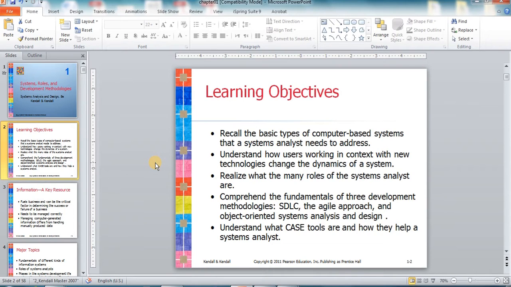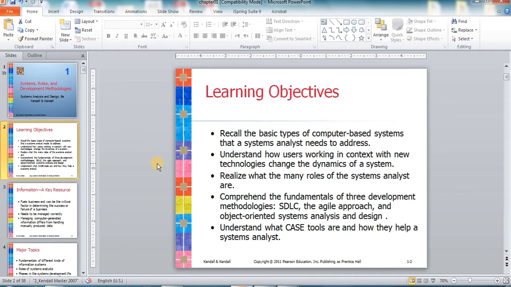So in this course, in the first part of the course, in this chapter 1, first, we are going to talk about the different types of software that exist in a company at the different managerial levels in the company and the characteristics of each type. Next, we want to understand how the users working in the context with the new technologies change the dynamic of a system, which means that we want to analyze and discuss when we apply a new technology, a new type of software or hardware, how applying this new technology affects the complete software system of a certain company.